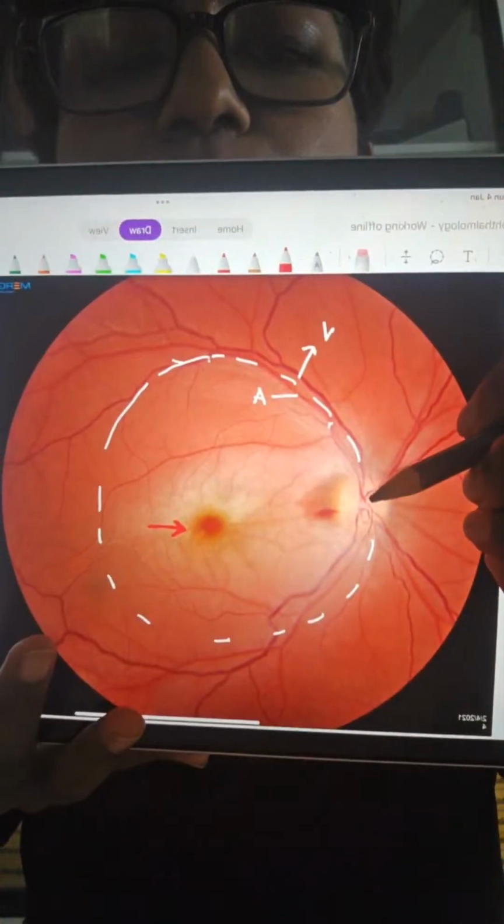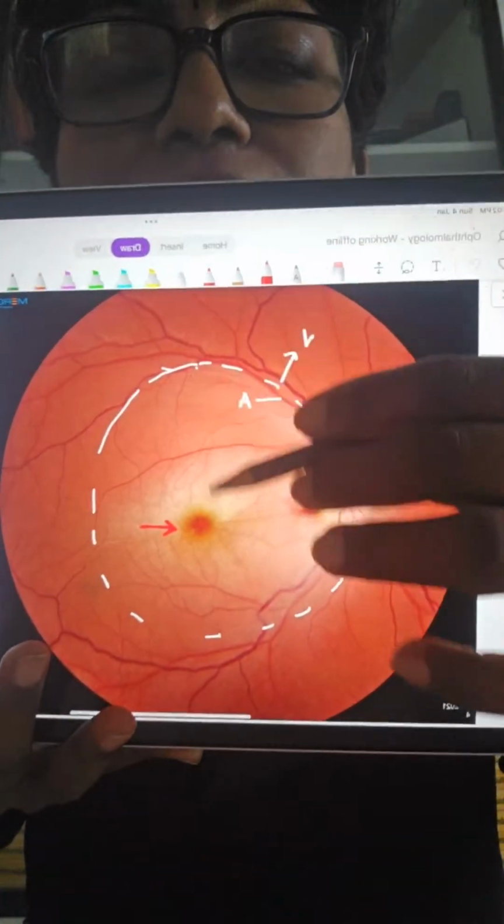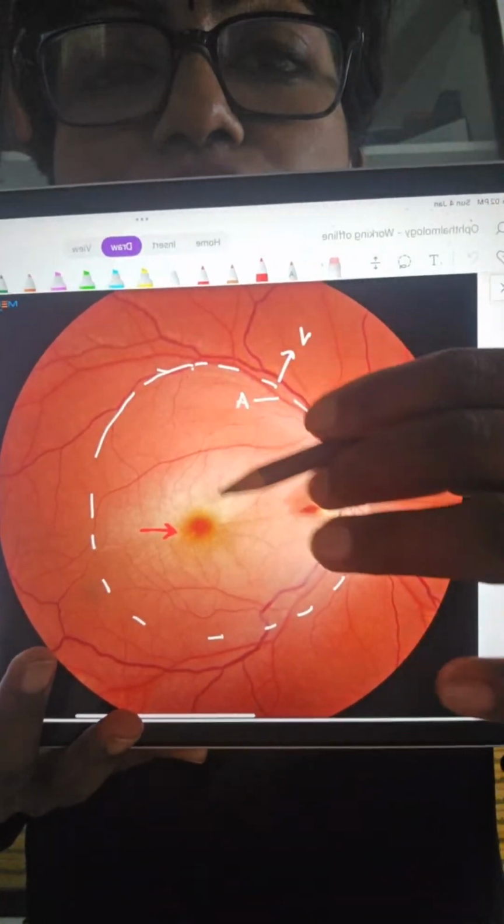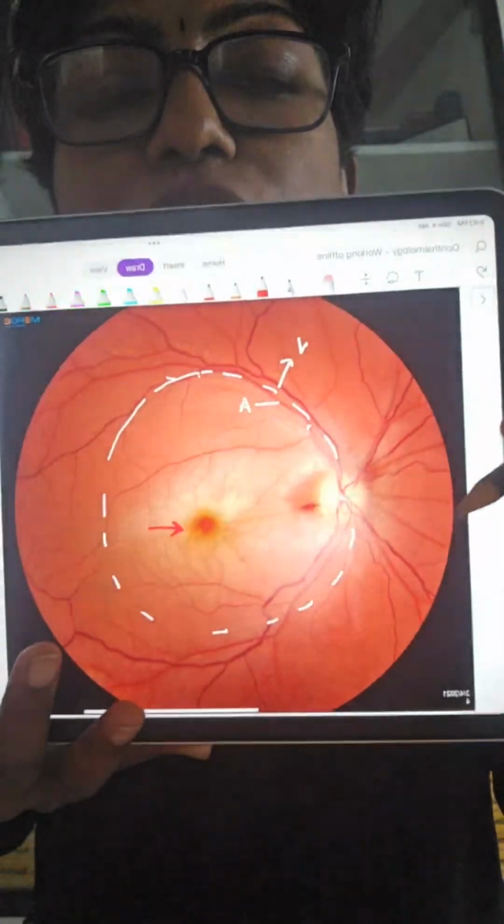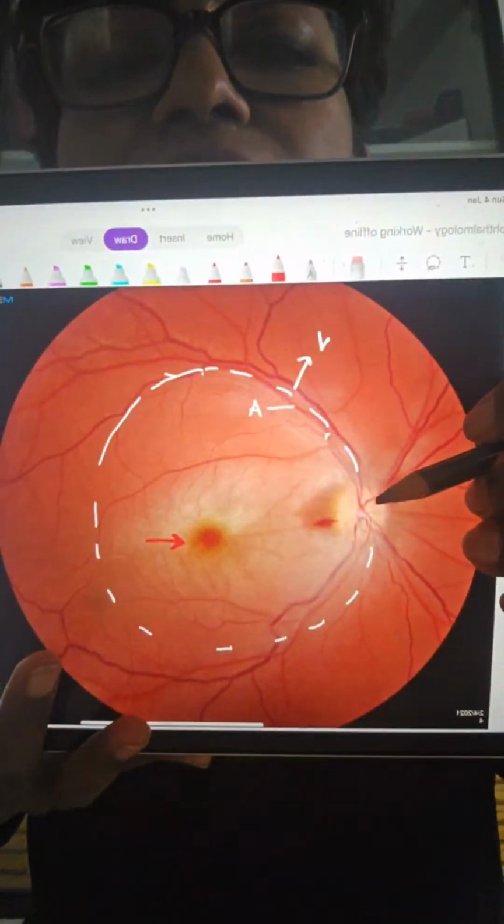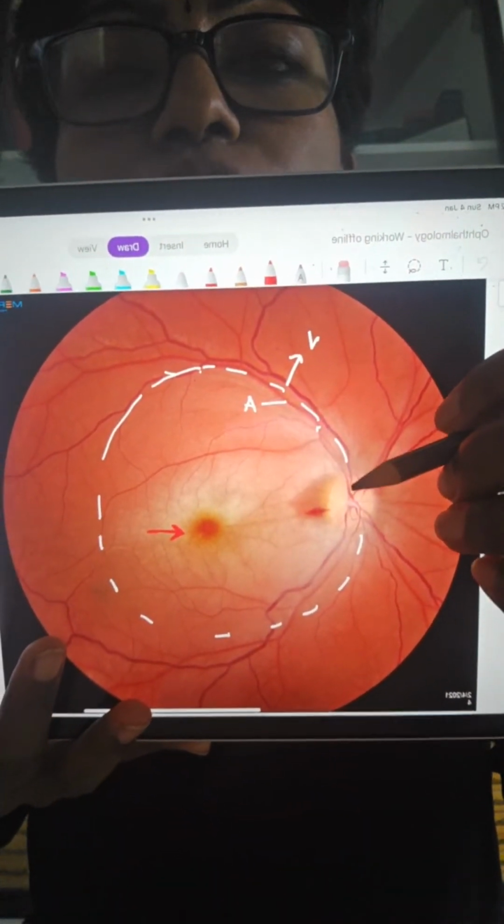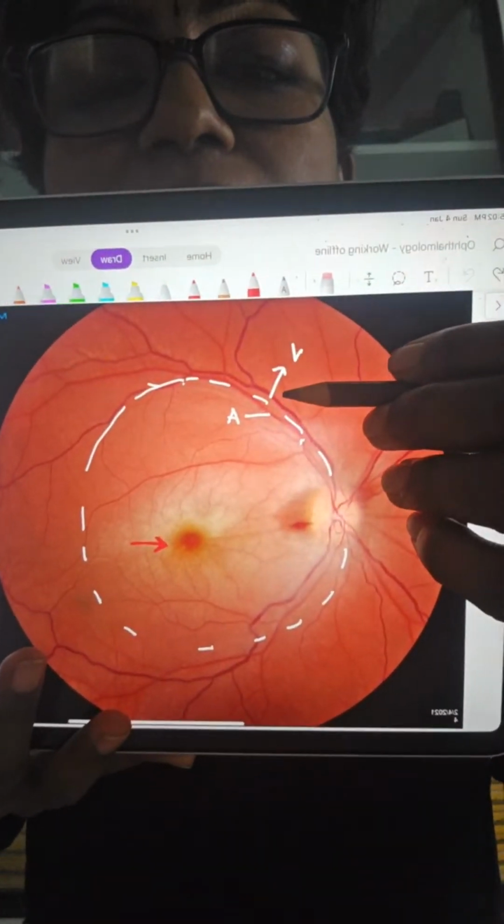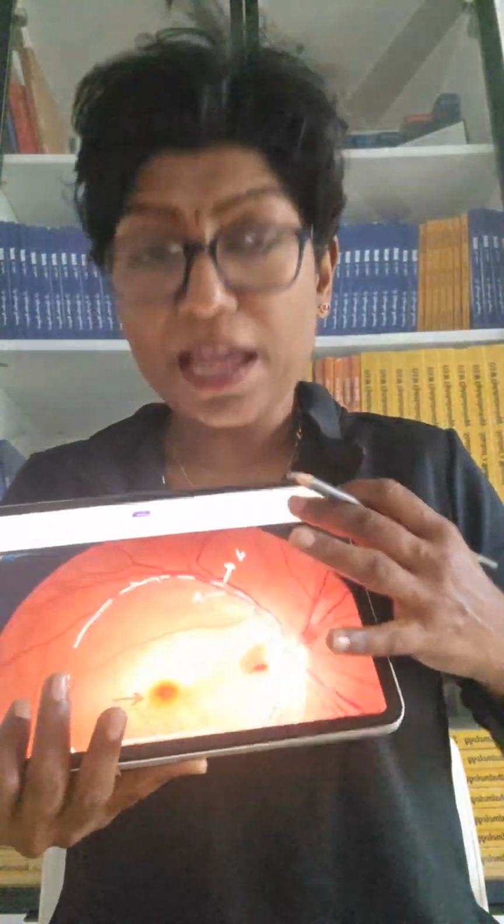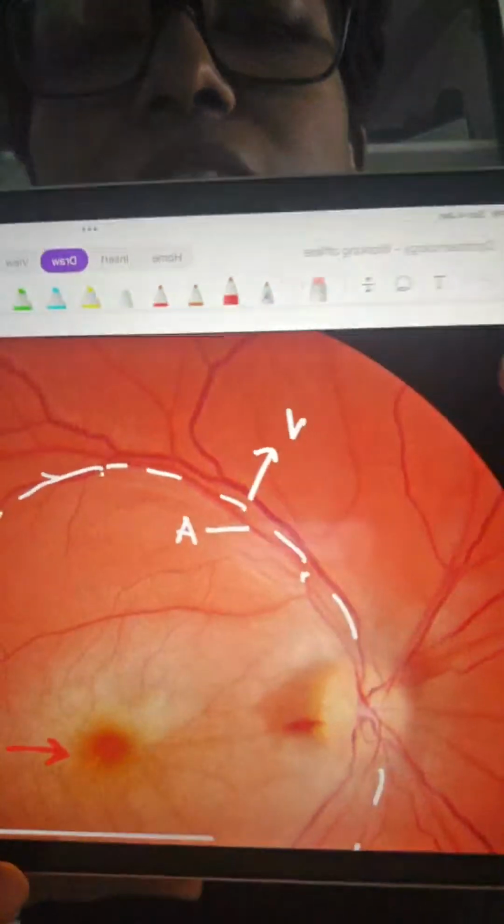See, the optic disc is always nasal in location, and the dotted circle I've marked is your macula. Macula is temporal. So if this is nasal, that means your nose is here. So you're looking at the right fundus. And what I've marked as V, can you see that little darker red and a little thicker one?